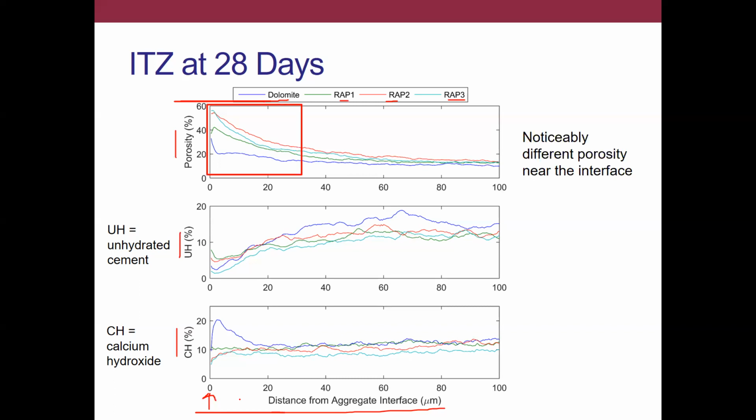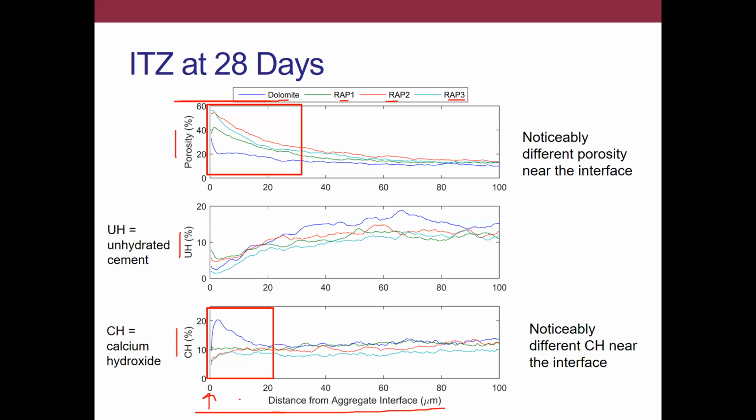So the first thing we notice is the porosity. We can clearly see that there is significantly greater porosity in the ITZ with RAP. And we almost could even visually see that in the image I showed a few slides ago for that one-day paste. Unhydrated cement, at least near the ITZ, does not appear to be very different between the dolomite and the RAP, so we didn't really investigate that any further.